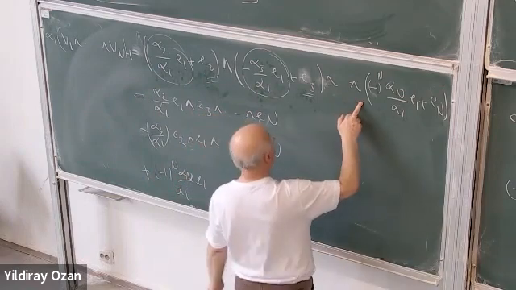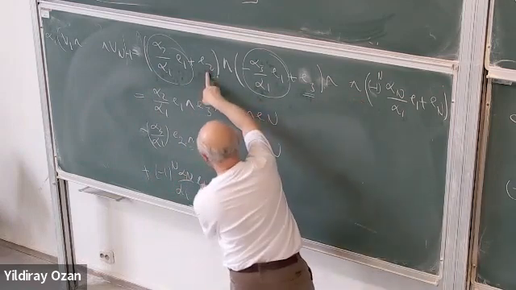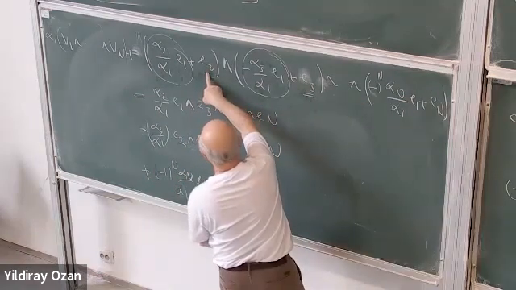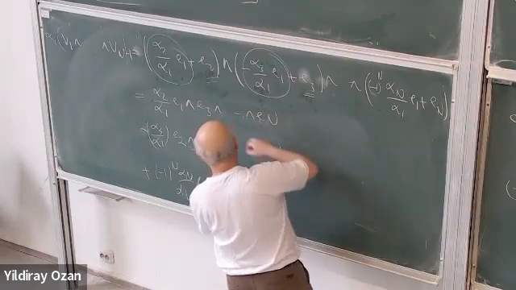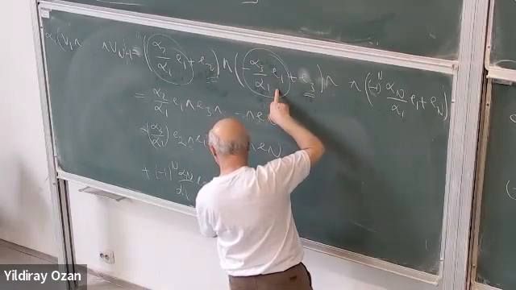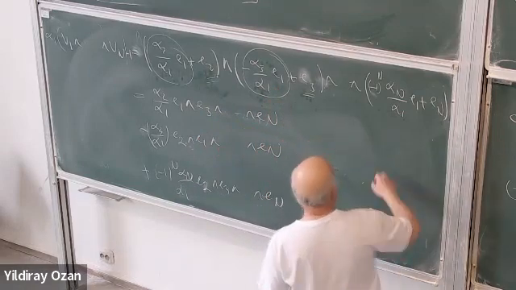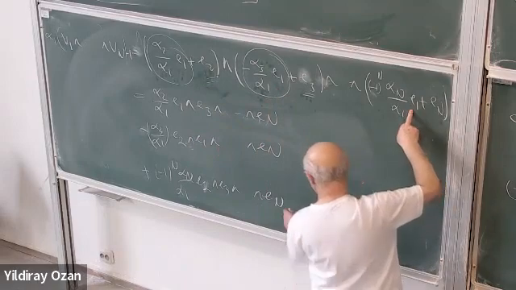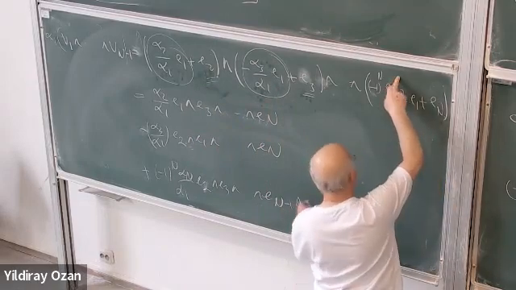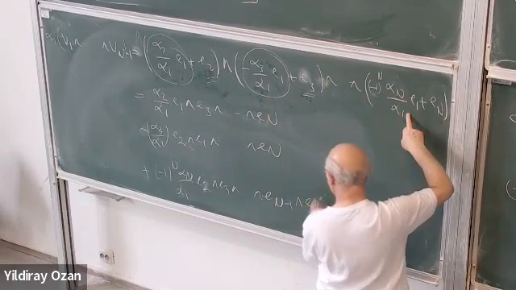I will have this, and then I have to pick up the rest. So it should be like E2 and then E3 up to En minus 1 and then E1.